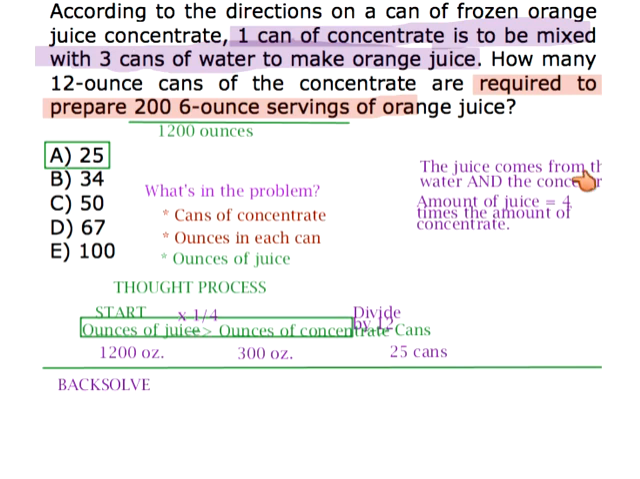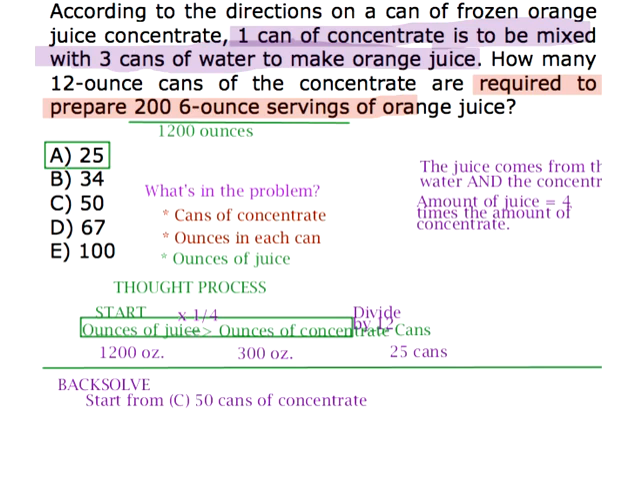You have to put the water and the concentrate together to make juice. So 1 can and 3 cans gives you 4 cans of juice. If you want to back solve, we can start from C because it's a nice number. Let's say 50 cans of concentrate. We still have to figure out the same relationship. Each can of that gives you 12 ounces.